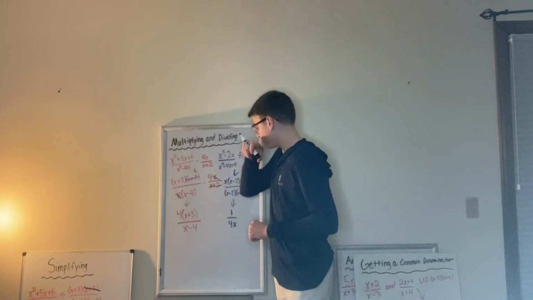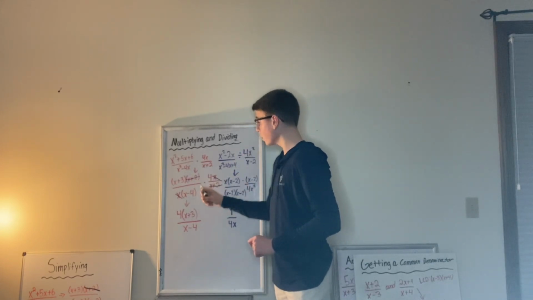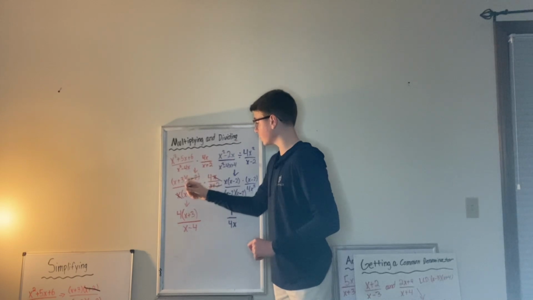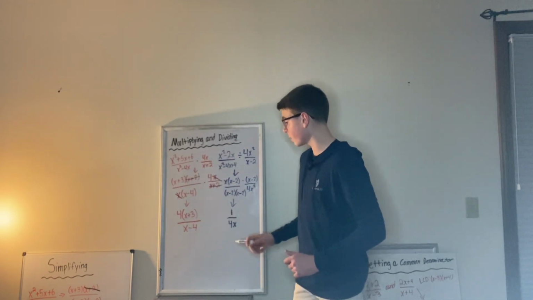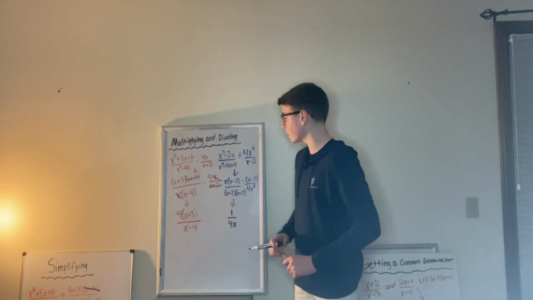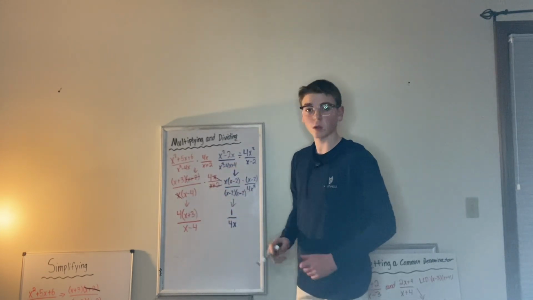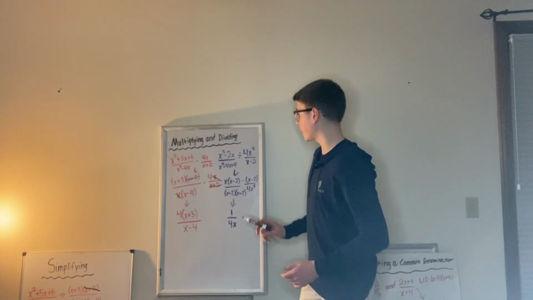We bring down the 4 and the x plus 3, and we multiply them together. I'm just going to leave it as 4 times x plus 3 over x minus 4. So we just simplify numerators and denominators, then bring it down.